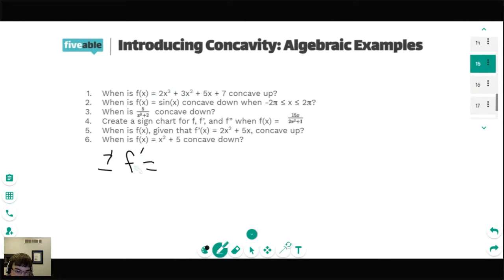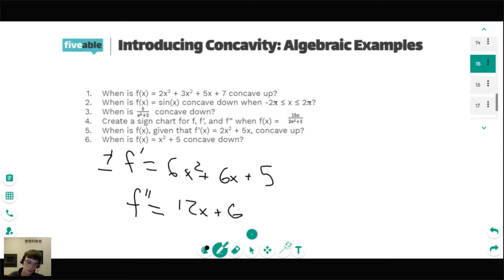So f prime will be 3x squared plus 6x plus 5. So f double prime will be 12x plus 6. And now, at this point, this one's fairly easy, so I'll do this one completely algebraically, not using my calculator.